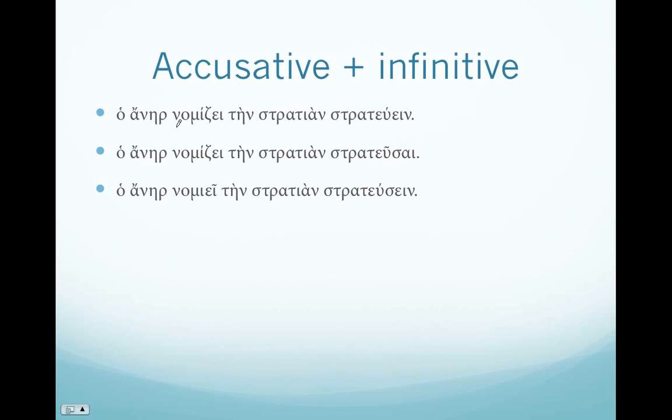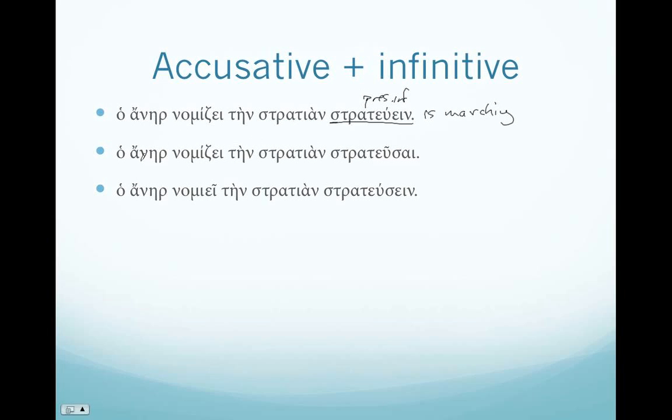So one of the most common words you're going to run into is nomidzo, to think. I'll introduce another very common word that's going to introduce an accusative infinitive construction at the end of this lesson. But the one we're going to use here is nomidzo, to think. Ho aner nomidze ten stration stratuen. The man thinks that the army is marching. Now, the thing to keep in mind here is that stratuen is a present infinitive. And so we use the present. It represents a present action. That is, it's taking place at the same time as the verb. So the army is marching. He thinks that the army is marching.